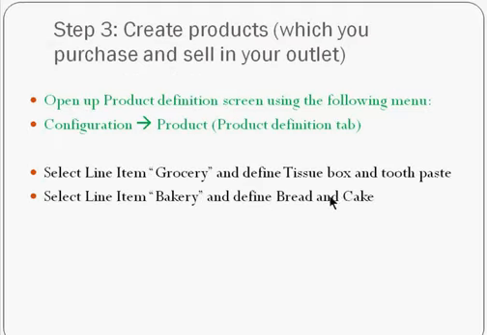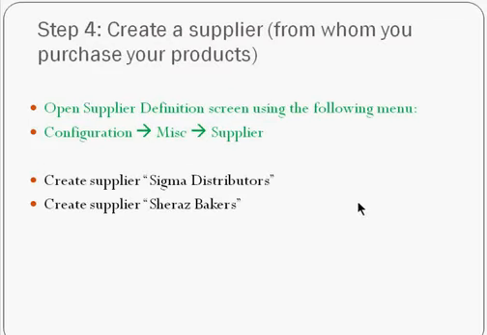In step number 3, we created products through configuration, and then clicking products, we opened up the product definition screen. We selected grocery and gave tissue box and toothpaste as input. We selected bakery and defined bread and cake. And in the next step, we created suppliers through configuration, miscellaneous and supplier. We created Sigma distributor and Shiraz bakers as two suppliers.